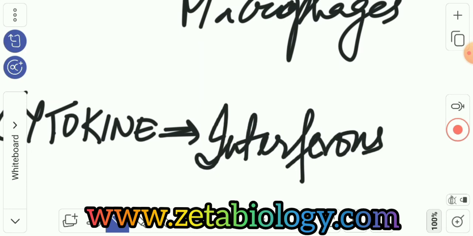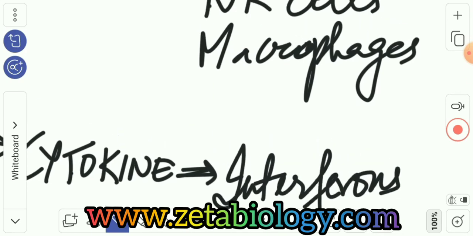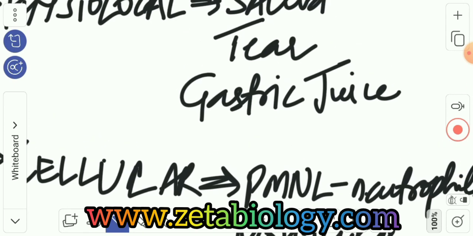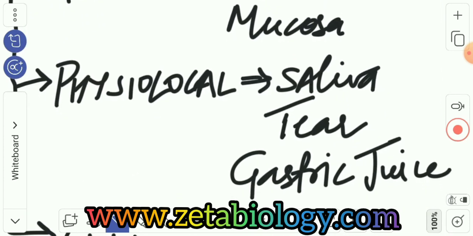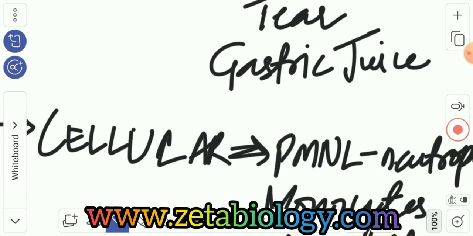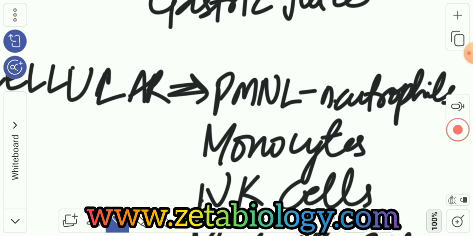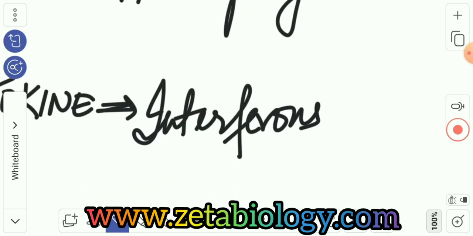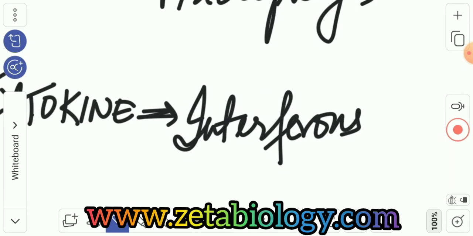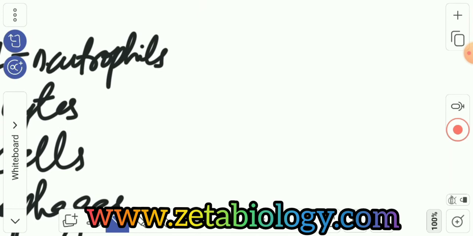So innate immunity is non-specific. It consists of four types of barriers, which are first physical. An example of physical barriers is skin and mucosa. Second, physiological, and examples are saliva, tears, gastric juices. Third is cellular barriers, and the examples are PMNL neutrophils, monocytes, NK cells, and macrophages, and the cytokine, which are the interferons. These are the basic components of innate immunity.